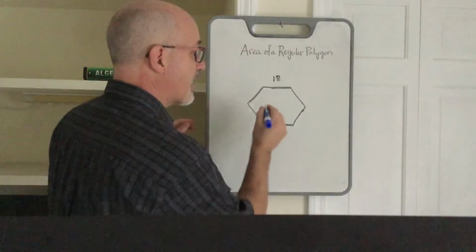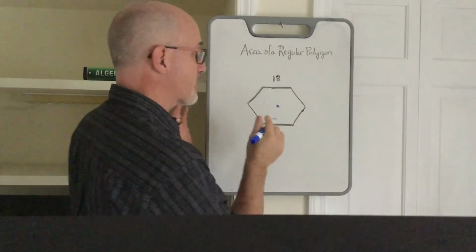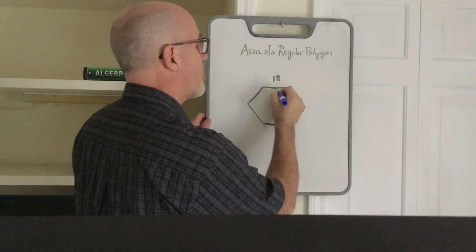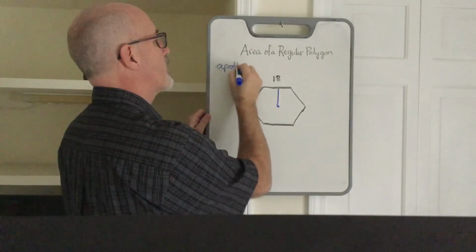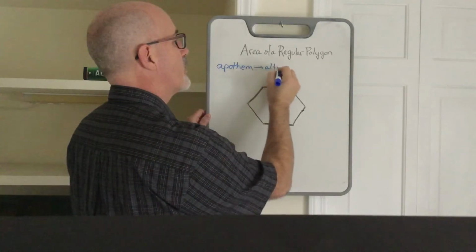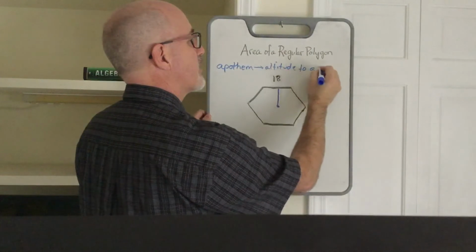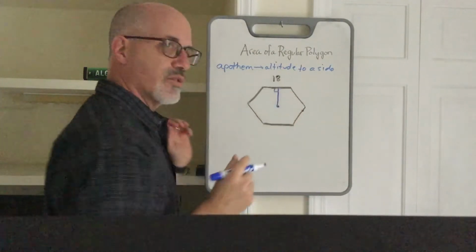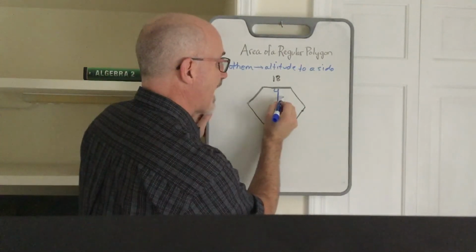That term is, if I go from the center of the figure, this is a regular hexagon with a side of 18, you have to draw what is called the apothem. The apothem is the altitude to a side. So if we draw an altitude to the side of this regular polygon, we're going to label that as little a, for apothem.